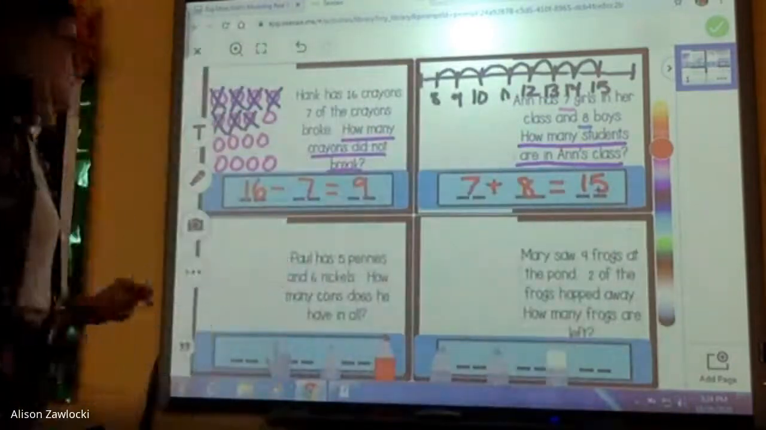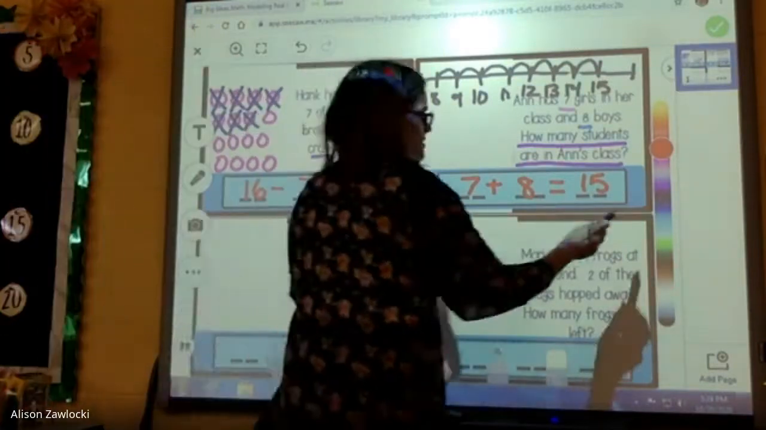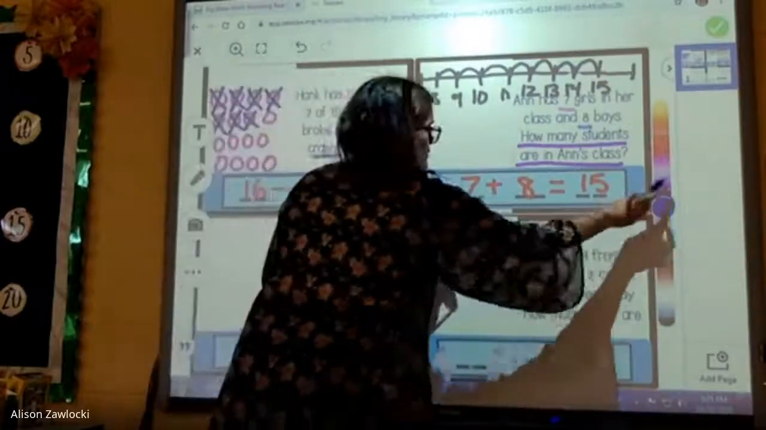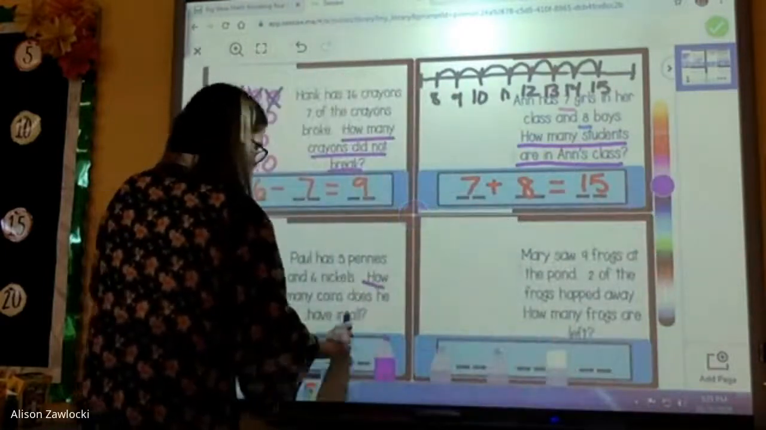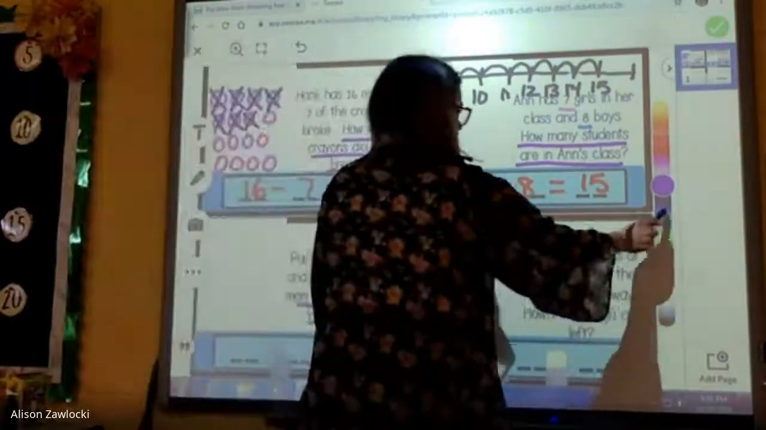Okay, let's do this one now. Paul has 5 pennies and 6 nickels. How many coins does he have in all? So let's go ahead and figure out, what are we trying to solve? What's the question we're trying to answer? How many does he have in all? Those words in all tell me that we are adding. So let's go ahead and do that.